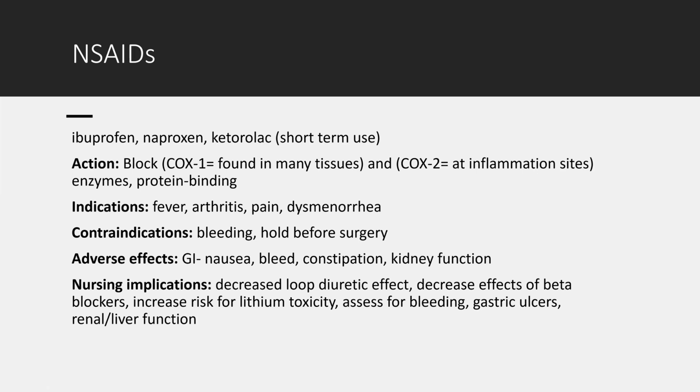Nursing implications, it can decrease the effects of loop diuretics. It can decrease the effects of beta blockers, increase a risk for someone taking lithium of experiencing lithium toxicity. You're going to assess for bleeding, gastric ulcers. You're not going to use NSAIDs in someone who has gastric bleeding already or who has peptic ulcer disease. And then you're going to monitor renal and liver function.